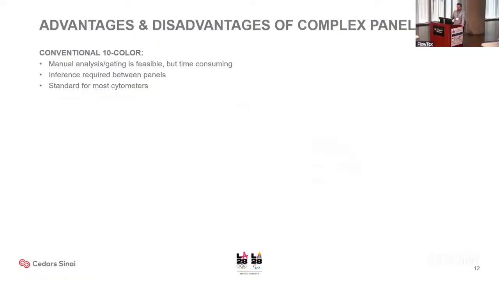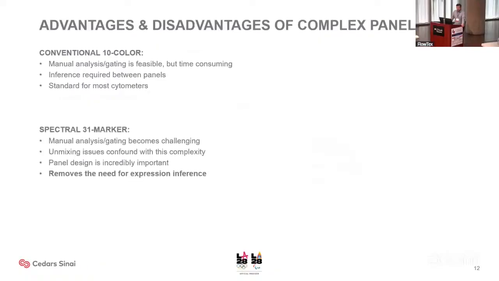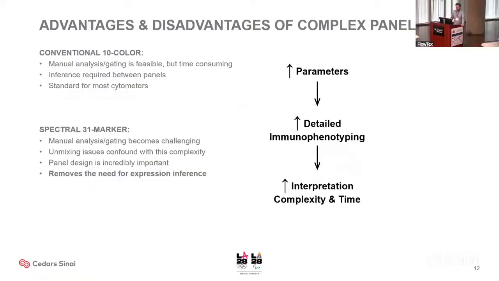But the one thing is 10-color flow is really standard for most cytometers. And the spectral panel really allowed us to improve our ability to remove inference between different populations because everything is in a single tube, but it really caused complexity issues in our analysis. And then we also had issues with unmixing that we need to think about. And then panel design becomes really important when you start to think about that unmixing. So with spectral, we increase our parameters, we increase our ability for that detailed immunophenotyping, but it really increases the interpretation complexity and time that's required.